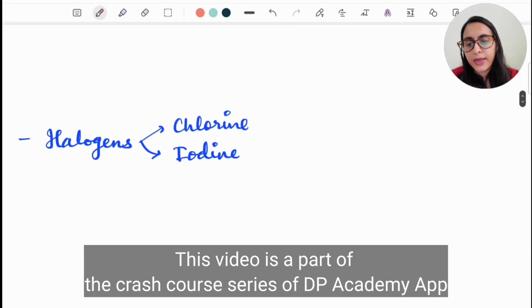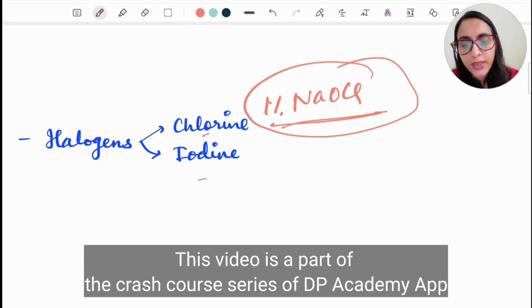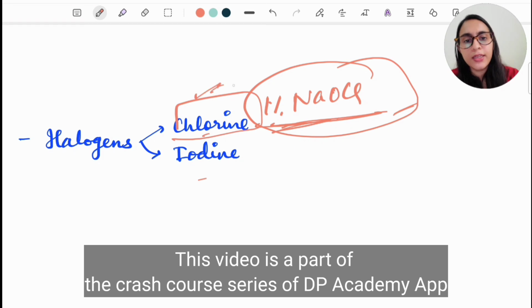Now coming to halogens. Among halogens we have chlorine and iodine. For chlorine we use 1% sodium hypochlorite, which we have also talked about in endodontics, where we use sodium hypochlorite as an irrigant. Here, 1% sodium hypochlorite is used for blood spills. Any blood spill is washed with 1% sodium hypochlorite. This question was asked in AIIMS: a blood spill in the OT is cleaned by a chlorine-based compound, or they can give 1% sodium hypochlorite.